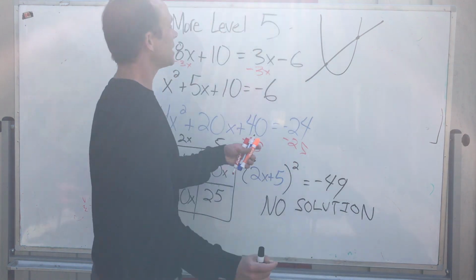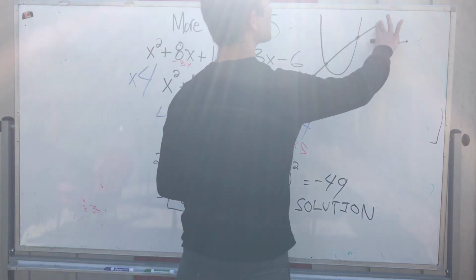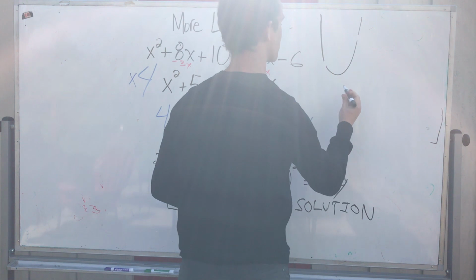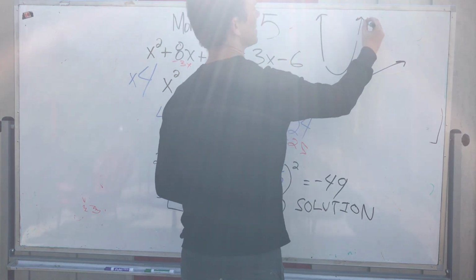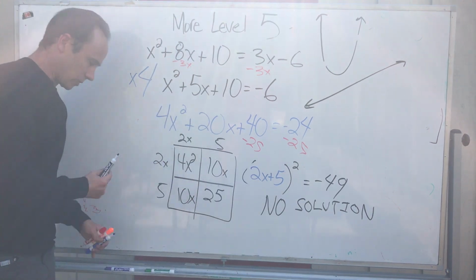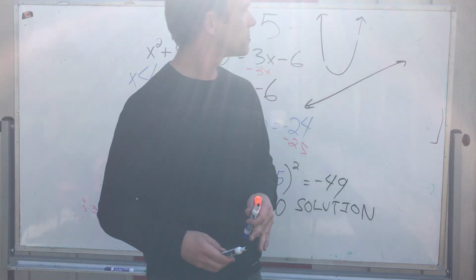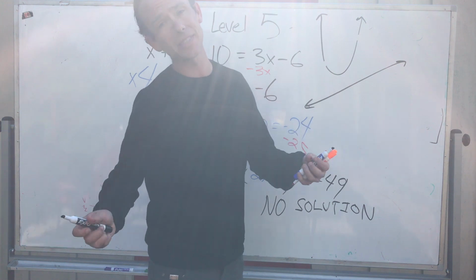So let me modify my first example. This is actually more like this. Right? It's more like a line and, whoa, what? Man, who put that there? It's more like a parabola and a line that never intersect.